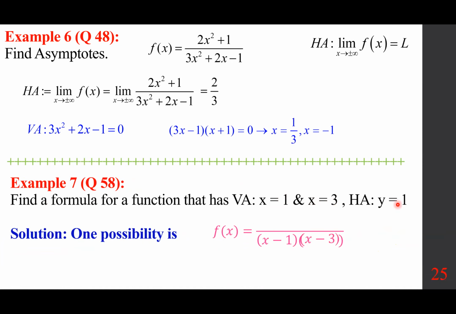Since the horizontal asymptote is y equals 1, assuming we don't have anything else, the bottom is x squared minus 4x plus 3. And because the horizontal asymptote is 1, the top must have the same degree, so we must have x squared. Since it's 1 and this is 1, we must have x squared at the top. Again, this is one possibility.